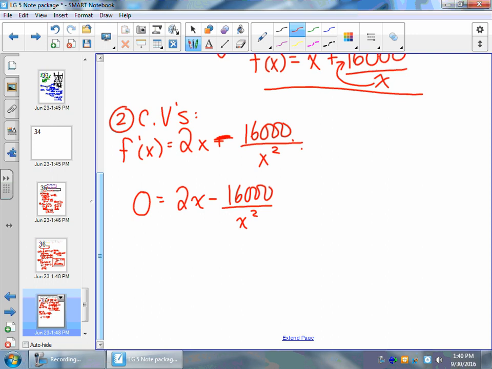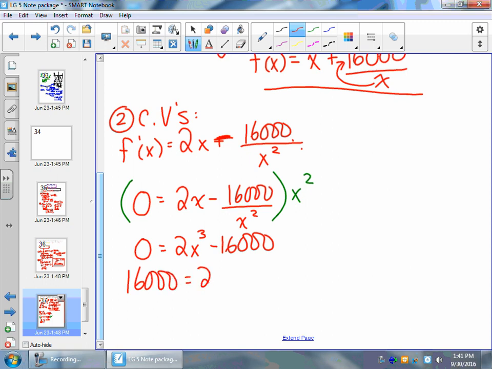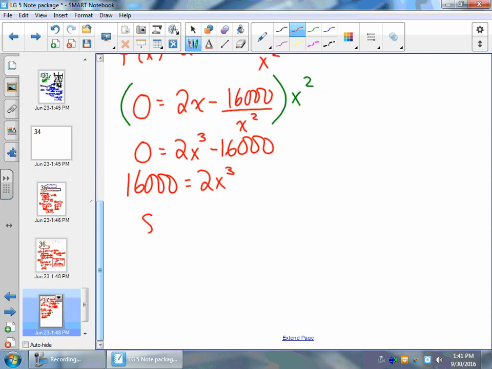Okay, what we can do is just try and get rid of that fraction. So get rid of our denominator of x squared. So I can multiply this by x squared. That's going to give me 0 is equal to 2x cubed minus 16,000. And now we can easily solve for x. 16,000 is equal to 2x cubed. Divide by 2. 8,000 is equal to x cubed. Cube root 8,000. And you're going to get 20, and I believe it's centimeters. Okay? And once you have one of those variables, we're sorted.